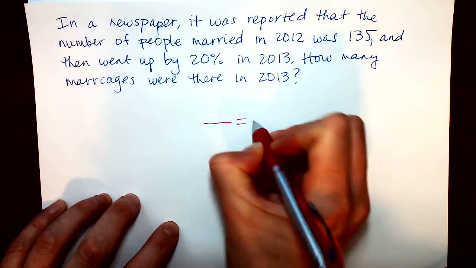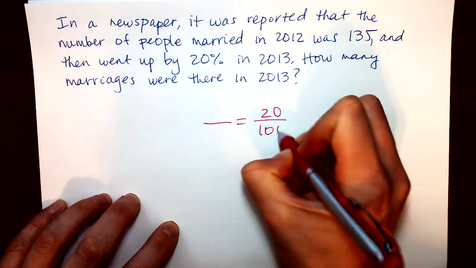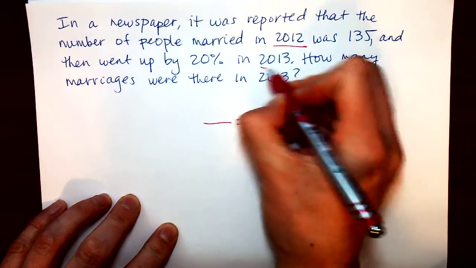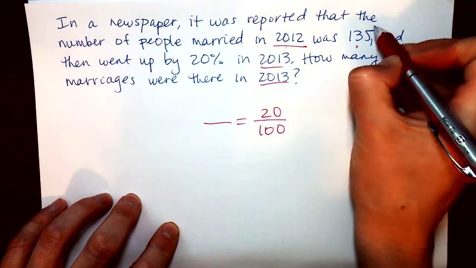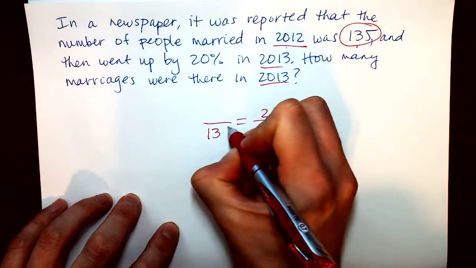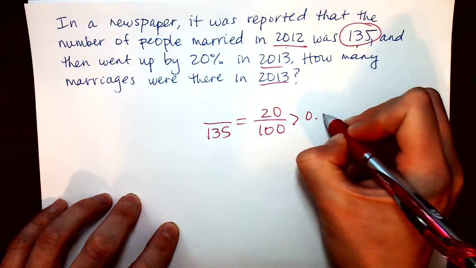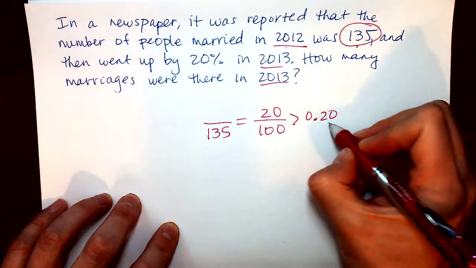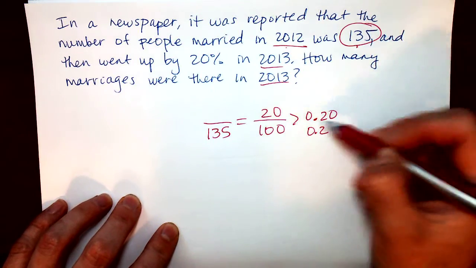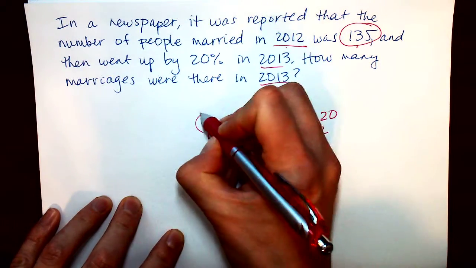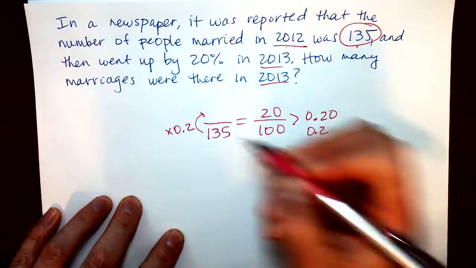So we have a percentage that goes here. And then these are just the dates, so those numbers aren't used. This tells us that this happened first. So this is the number we're going to use. So remember, this is equivalent to 0.20 or 0.2. Those are the same thing, 20 hundredths. You could divide this in the calculator to convert it. And then we're going to take this number and multiply by 0.2.